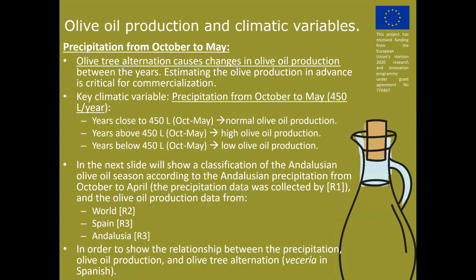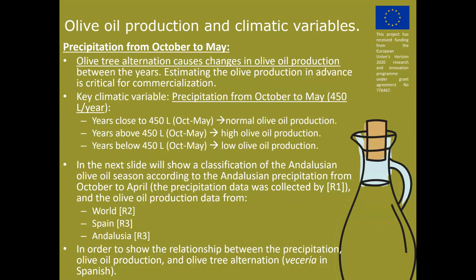Now we talk about the precipitation, because the olive has a natural alternation in the production. This natural olive tree alternation causes differences in olive oil production between years. And estimating the olive production in advance, the COI tries to predict it 6, 8, 12 months in advance. This is critical to the commercialization strategy.